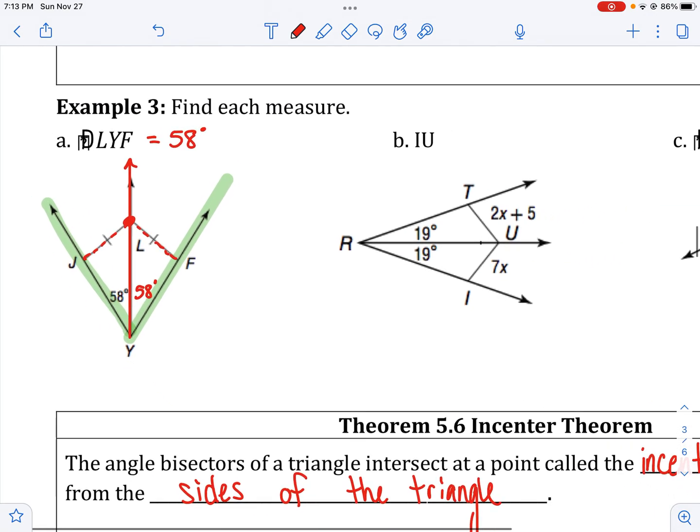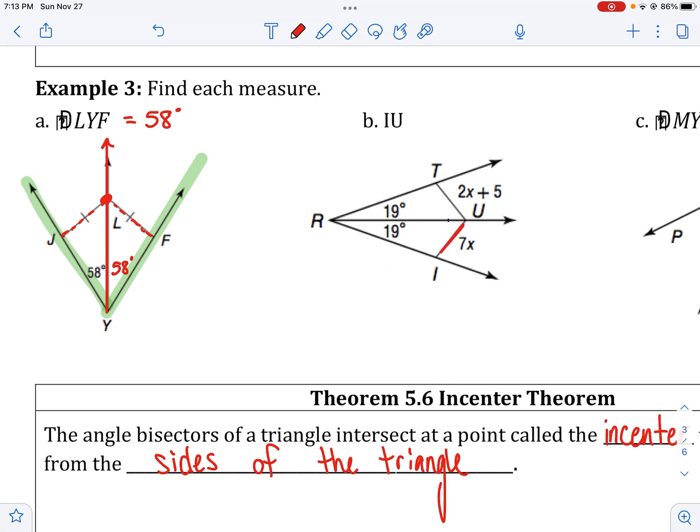Let's look at example B. IU is the distance they want right here. Notice that they were given an angle that was cut into two equal parts, so that is an angle bisector, which means that the distance from any point to one side of the angle must be congruent to the distance from that same point to the other side. So 7x must be equal to 2x plus 5, or x would have to be equal to 1. So this would be 7, or IU would be 7.